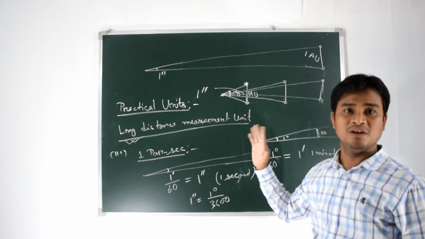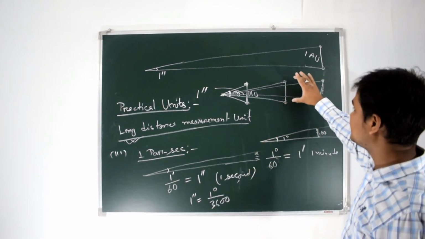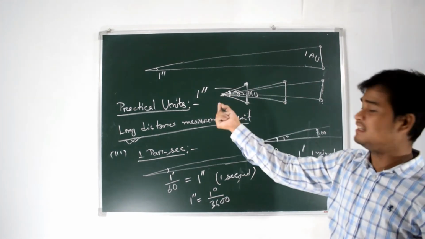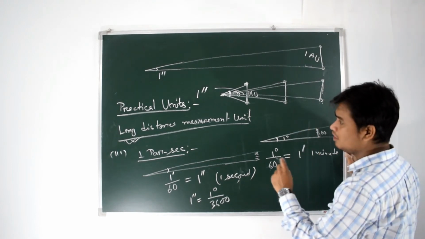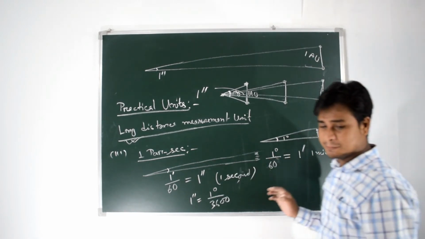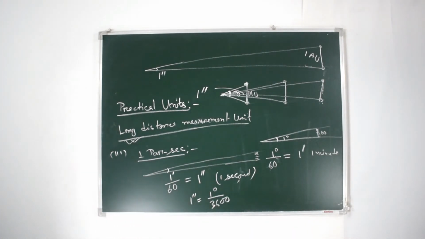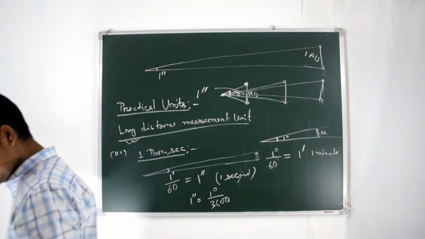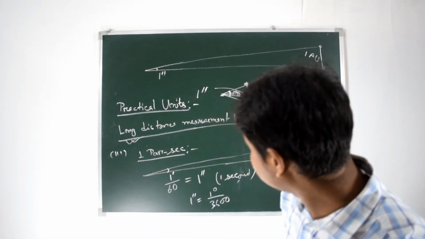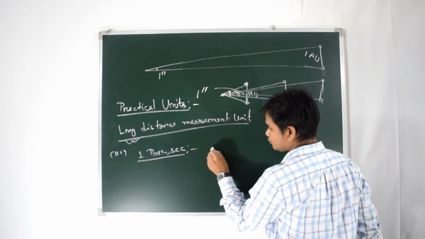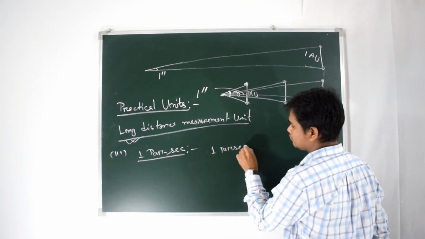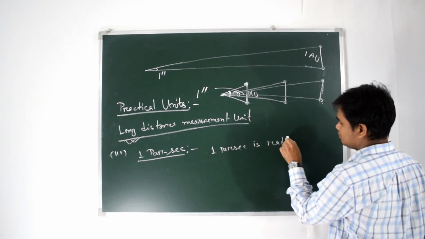That much far away distance is 1 parsec. When 1 astronomical unit subtends an angle of 1 second, then the distance is called 1 parsec. So we can write 1 parsec is the radius of the circle.